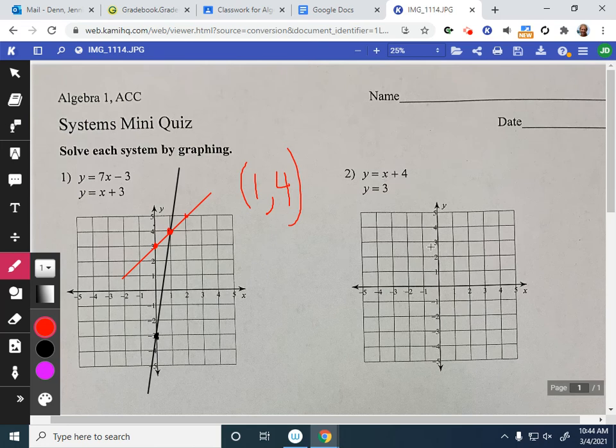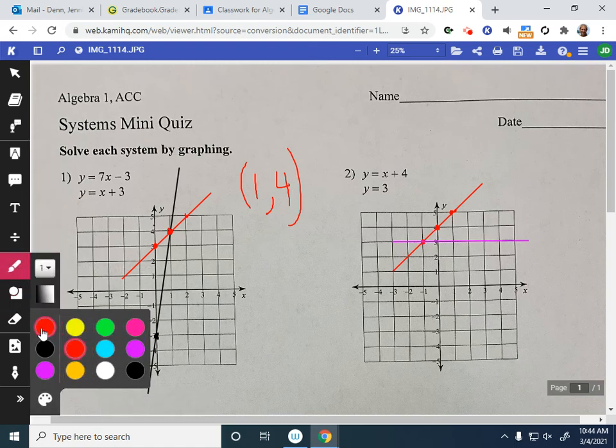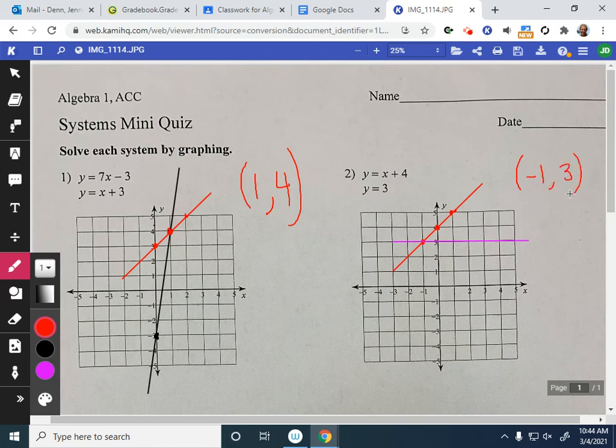All right, over here, let's graph x plus 4. So y-intercept of 4, the slope is 1. So up 1 over 1, that takes me off the graph. So I could also go down and to the left if I want. Let's put a line. And then y equals 3. So we have to remember what that looks like. Y equals 3 is a horizontal line at 3. So I have a line like that. Point of intersection is there. So my answer is -1, 3.